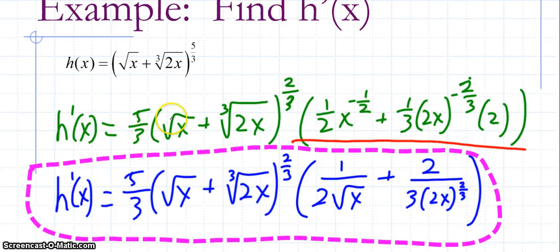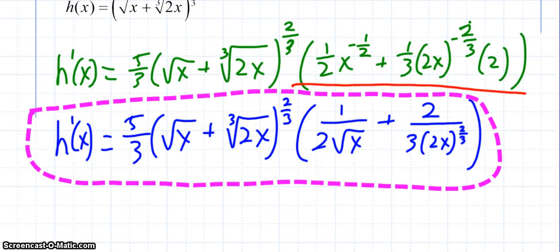How do we get that? Chain rule. So bring down the 5/3, subtract 1, and that becomes 2/3. Times the derivative of the inside, the derivative of root x is 1/2 x to the negative 1/2. The derivative of the cube root of 2x is 1/3 2x to the negative 2/3 times 2. Then I just rewrote this part without negative exponents.